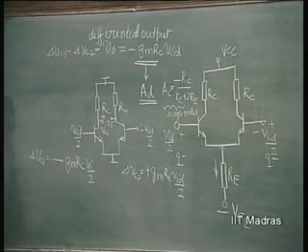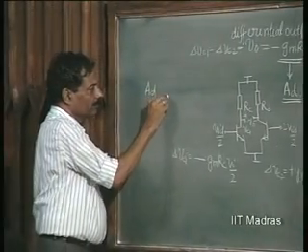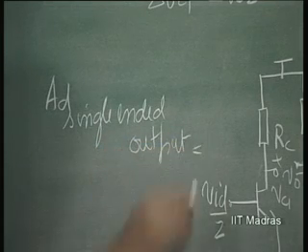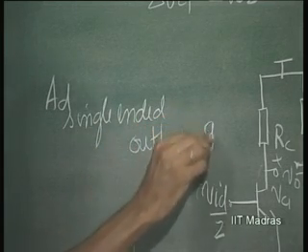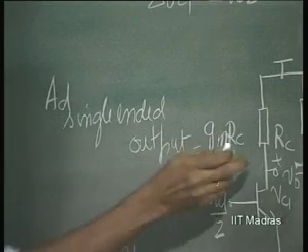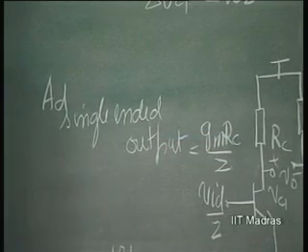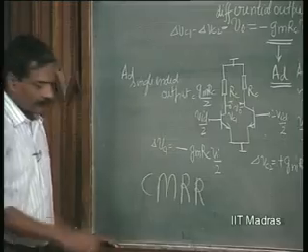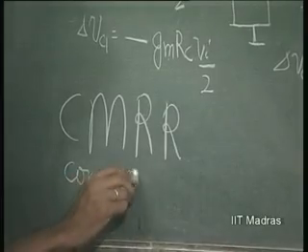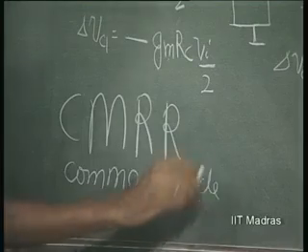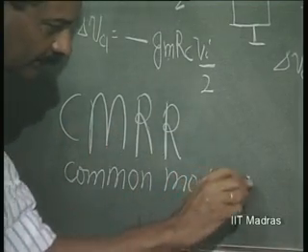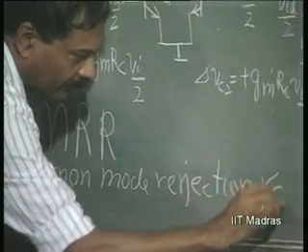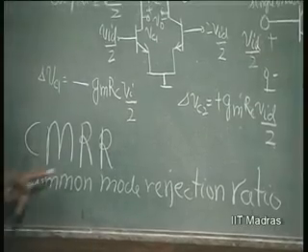What is the gain for single ended output? AD for single ended output corresponds to GM RC by 2, whether it is here or here. And CMRR, what is this? Common mode rejection ratio.